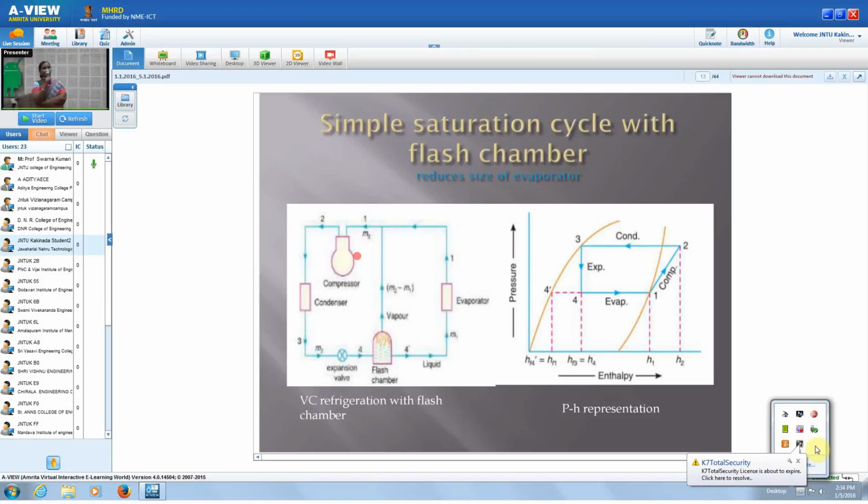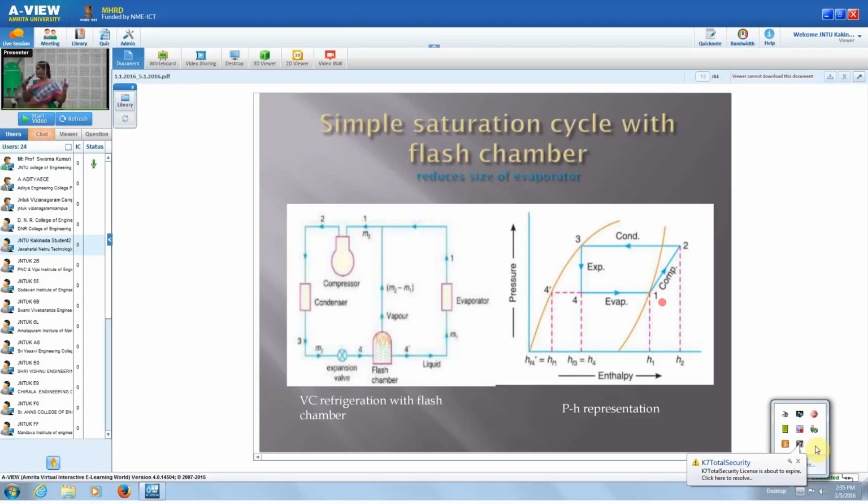So the same thing is shown in the p-h diagram. Point 1 is nothing but the suction of the compressor. Point 4 is the point at which the expansion is taking place. So here it is in the wet state. It consists of some amount of vapor and some amount of liquid. Here the liquid present will always be more. So that liquid refrigerant will go into the evaporator, whereas the vapor is separated and goes directly into the compressor.